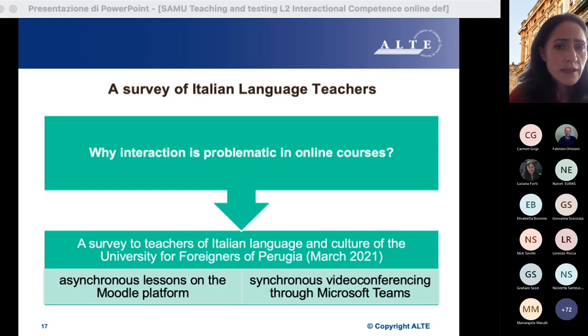to teachers of Italian language and culture. The questions concerned asynchronous lessons on the Moodle platform and the synchronous video conferencing lessons through Microsoft Teams. So let's see a selected set of questions starting with the e-learning activities.